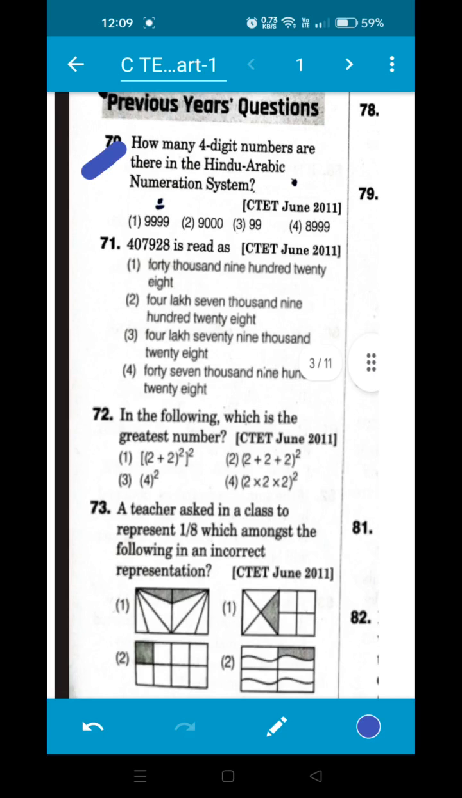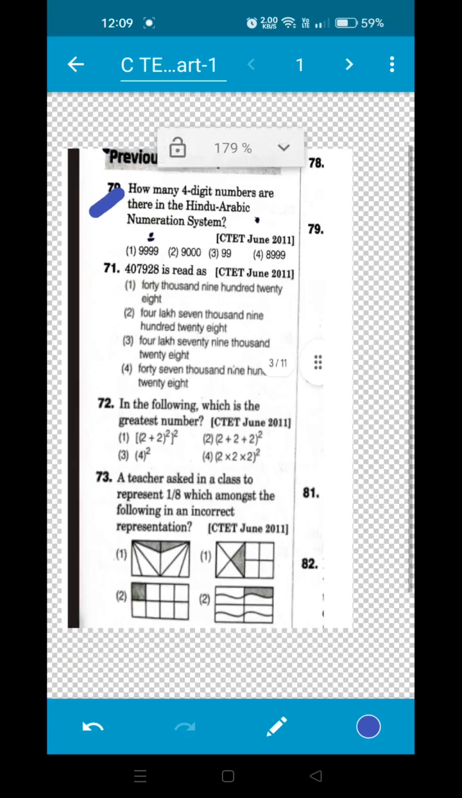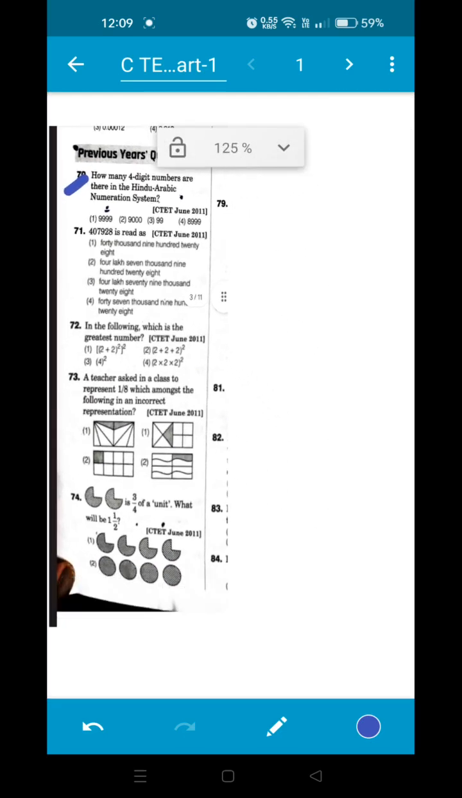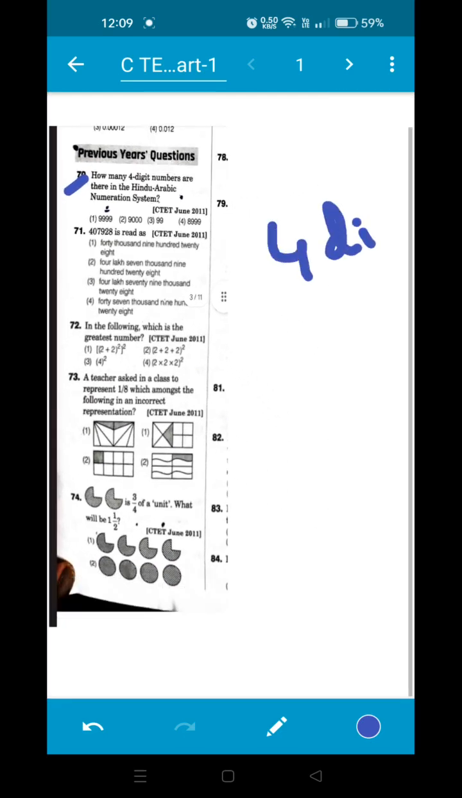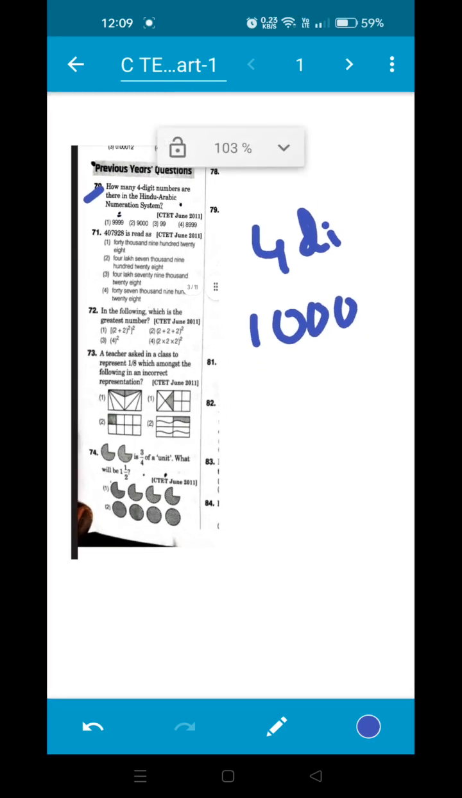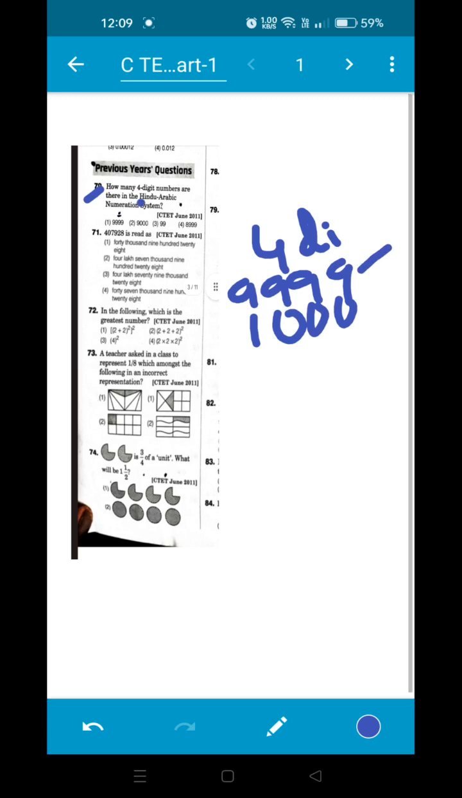How many 4-digit numbers are there in the Hindu-Arabic numeration system? So 4-digit numbers start from 1000 and the last 4-digit number is 9999, right? Here the question is how many are there. Generally, 0 to 10,000 means 10,000 numbers, and 0 to 9,999 means 9,999 numbers. But we want only 4-digit numbers, so you have to take the difference.